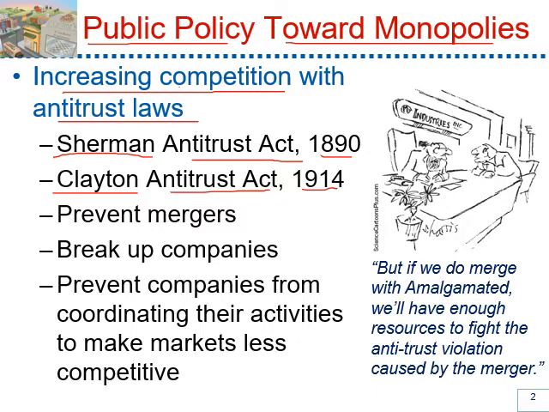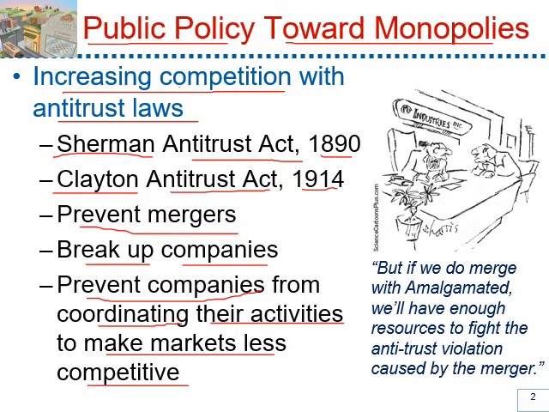Finally, the antitrust laws prevent companies from coordinating their activity in a way that would make a market less competitive. So these laws allow a breakup of a company, like in the case of AT&T. It's also a preventive measure. For instance, in 1994, the government challenged in court the software giant Microsoft, which could not buy into another company, in that sense to prevent the merger. They also prevent companies from coordinating their activities to make the market less competitive.